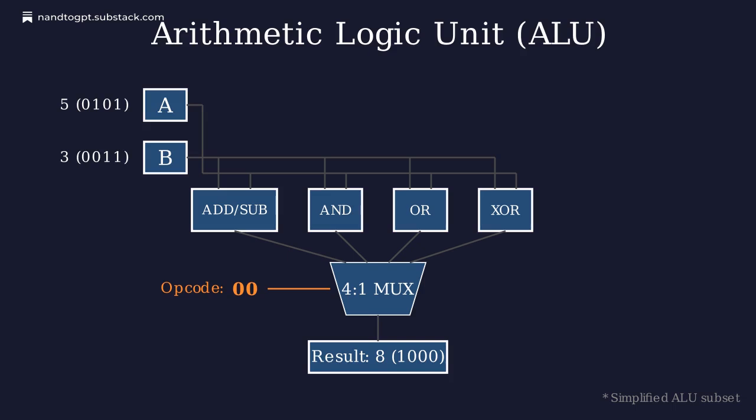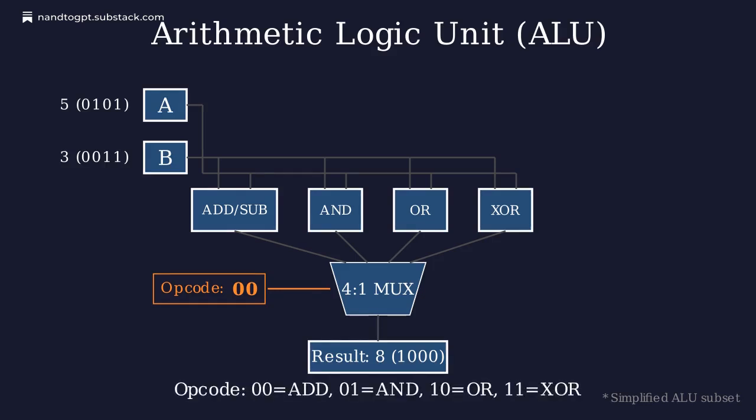The selection is controlled by what we call an opcode. The opcode is just 2 bits that tell the ALU which operation to output. In this example, opcode of 0, 0 is for addition, 0, 1 for AND, 1, 0 for OR, and 1, 1 for XOR. Let's see it in action. A equals 5, B equals 3, with opcode 0, 0, which means we are adding A and B. Result, 8 or 1, 0, 0, 0 in binary. Now change the opcode to 0, 1 for the AND operation. This gives the result of 1. Same inputs, different operation, just by changing the control signals.